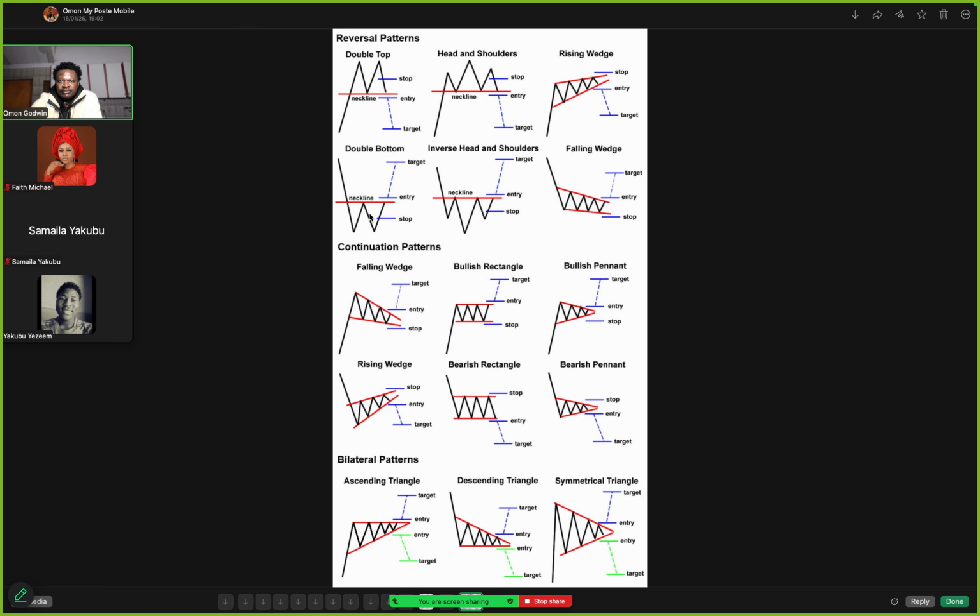Double bottom, we have seen it. Double top, we have not. Yeah, we have seen double top. These three we have. Let's say these four we have seen it. Head and shoulder inverse, we will see on the market.